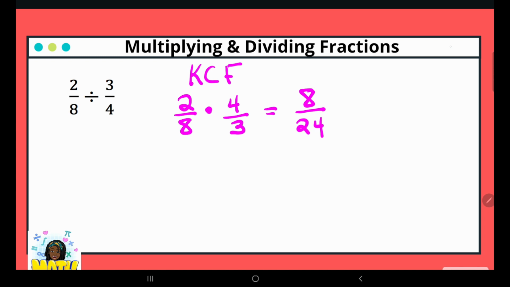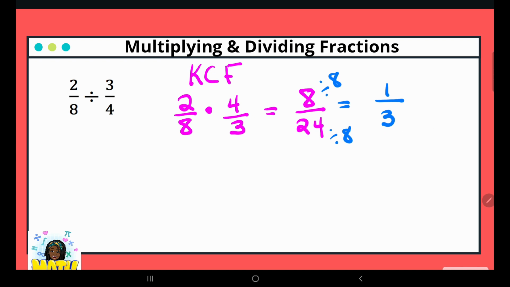Now, when you take a look at this, you want to ask yourself, can I simplify this fraction any further? And yes, we can. There are numbers that go evenly into 8 and 24. Now, the greatest common number that they both have would be 8. So 8 can go evenly into itself, and it can also go evenly into 24. So to simplify, we're going to divide the top and the bottom by the same number. So I'm going to divide the top by 8 and the bottom by 8. So 8 divided by 8 is equal to 1. 24 divided by 8 is equal to 3. So my simplified fraction is 1/3.